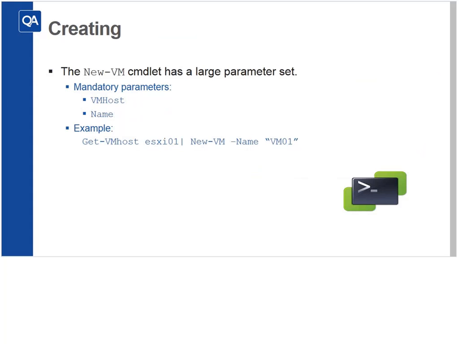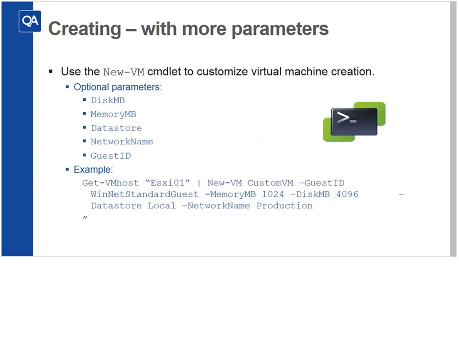Okay, but it's New-VM and then its name. That's basically it. The host it's on and the name of the machine. Just about everything will be wrong if you do that. But quite frankly, you need to put a lot more parameters on.